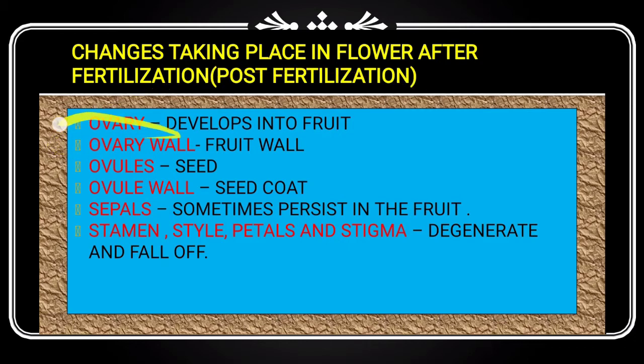Now about changes taking place in the flower after fertilization, or this is the post-fertilization phase. After fertilization, ovary develops into fruit, ovary wall develops into fruit wall, ovules develop into seed, ovule wall develops into seed coat, sepals in some fruit persist, while stamen, style, petal and stigma degenerate and fall off after fertilization.